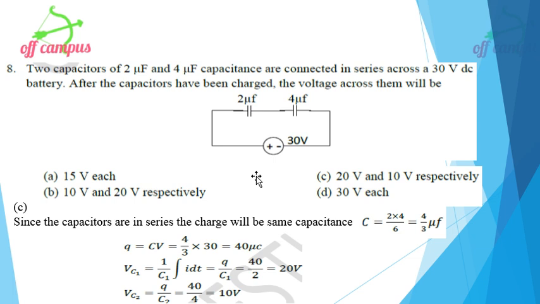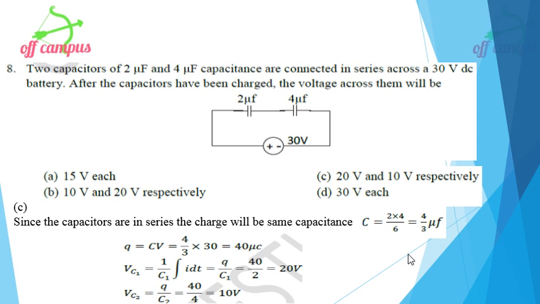So, what we need to do: first, we know two capacitance values, 2 microfarad and 4 microfarad, and one voltage value. We need to find the voltage drop for each of the capacitors. Since the capacitors are in series, the charge will be the same for both capacitors, okay. So, we need to find the charge. First we need to find the total capacitance, C1 C2 divided by C1 plus C2, 2 into 4 divided by 2 plus 4. So, 8 divided by 6, we will get 4 by 3 microfarad. This is the equivalent capacitance value.